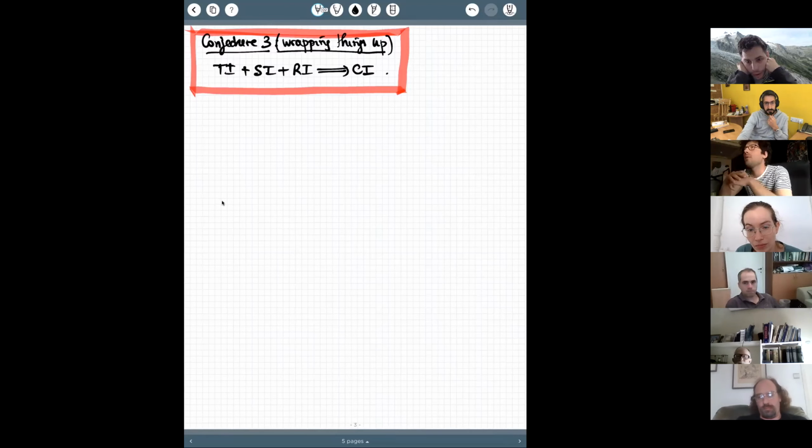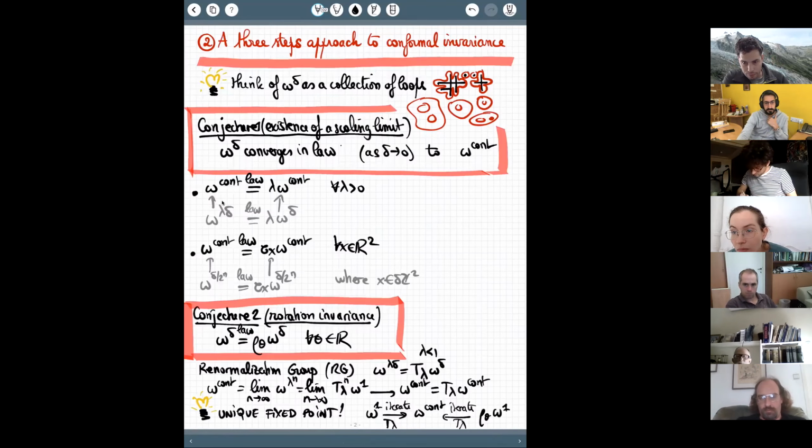So can you remind me what omega delta is? It's percolation on delta Z2. And then, why is omega ln in conjecture 2, but not omega continuous? What did I say in the conjecture? Ah, no, it's in the lower equal to this. Ah, yes, omega continuous. Now I understand. Yeah, you are completely right. It's just a typo.